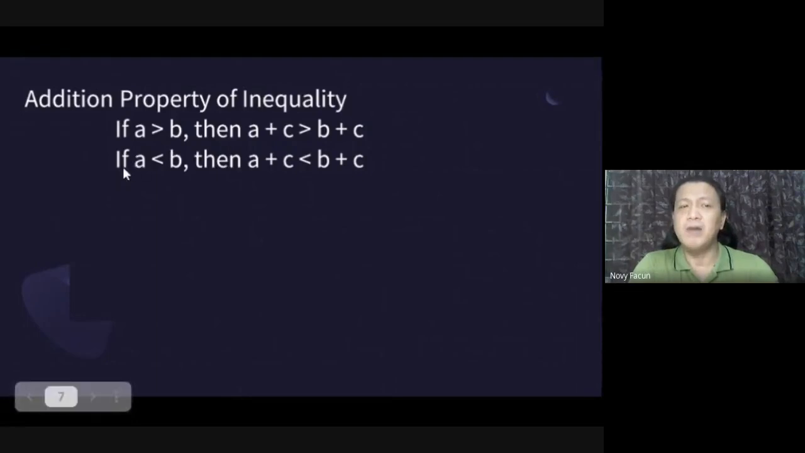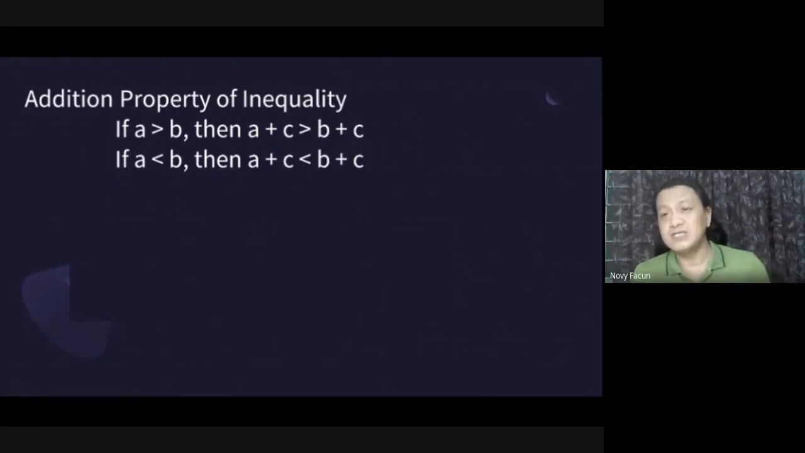Okay, next, how about if A is less than B, then A plus C is less than B plus C. So dito naman, since this is less than, nag-add pa rin ako both side of the inequality by C. So ibig sabihin, whatever you add on the side, dapat pares dun sa left or right side niya.